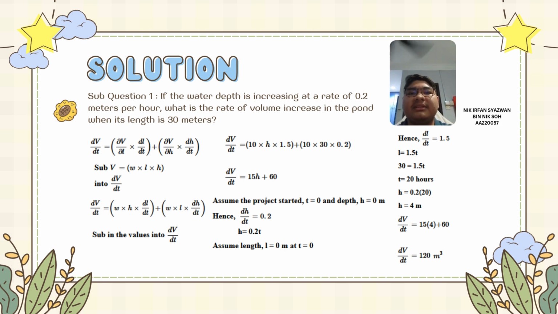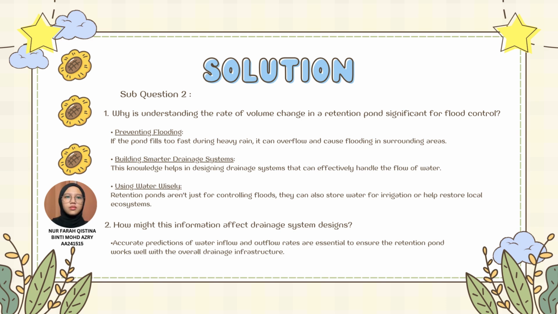In summary, this calculation shows us that at the 20-hour mark, when the length of the pond is 30 meters and the depth is 4 meters, the volume of water in the pond is increasing at a rate of 120 cubic meters per hour. Thank you.